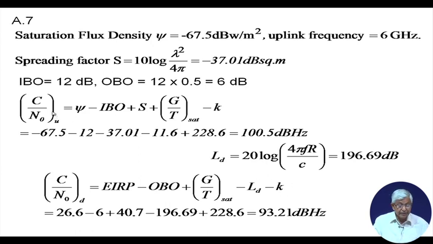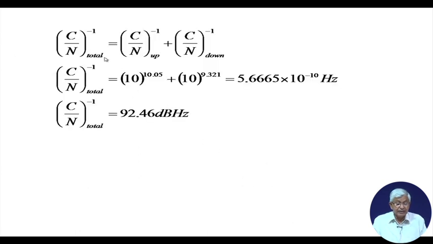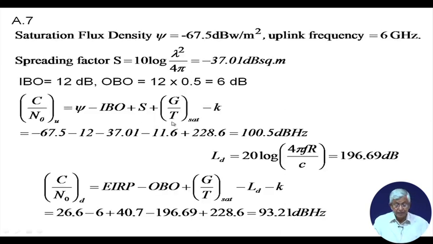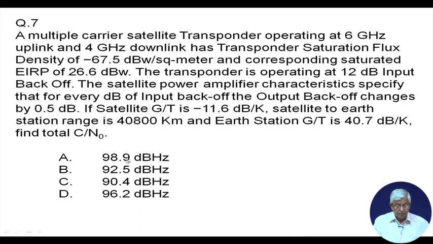Now, we have already calculated the uplink C by N naught in dB hertz and the downlink C by N naught in dB hertz. So, we go to that standard relation: total C by N naught inverse is equal to uplink C by N naught inverse plus downlink C by N naught inverse, and these will be C by N naughts as ratios. So, you put the values, you get the total C by N naught as 92.46 dB hertz, and our option was 92.5 dB hertz.